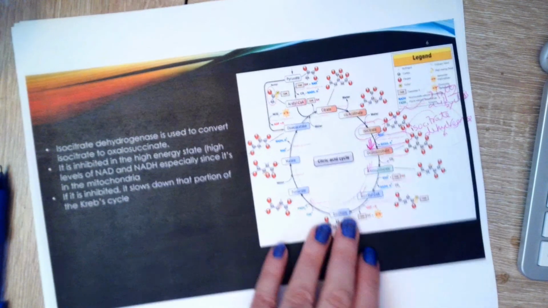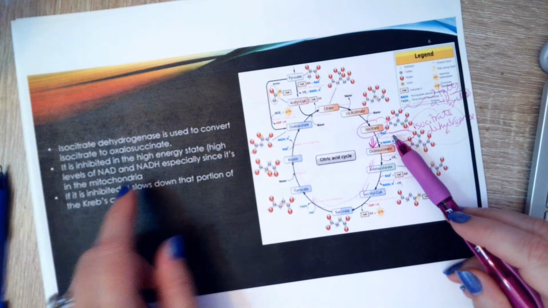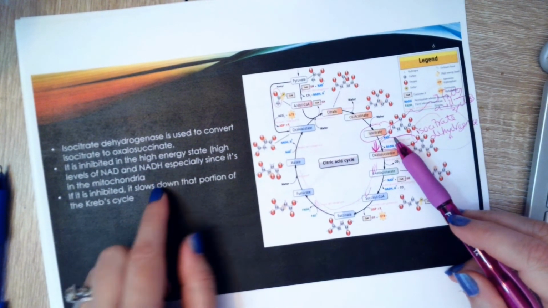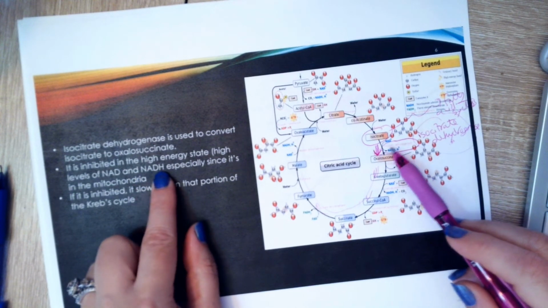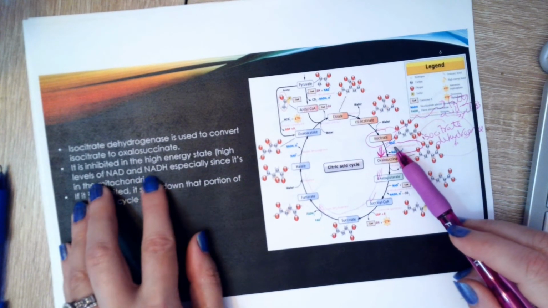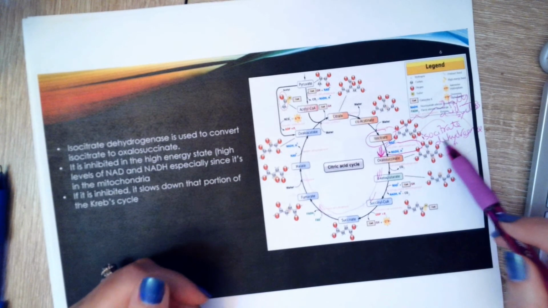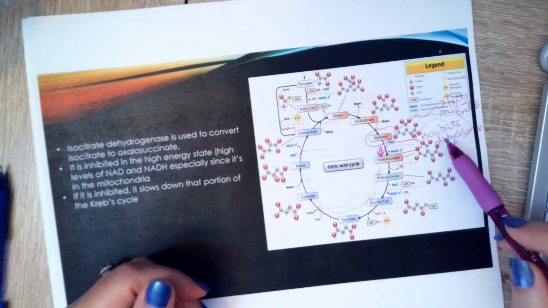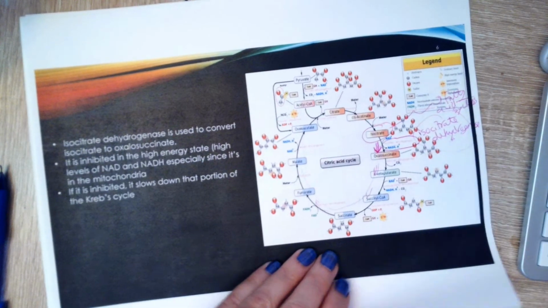Now, if we had the opposite situation, so we were in a low energy state, so we didn't have a lot of ATP and we didn't have much NADH, so NAD would be present but not a lot of NADH because we're in the low energy state, then this would not be inhibited. It would be allowed to act, and we would speed up this part of the Krebs cycle, which would enable us to make more energy.